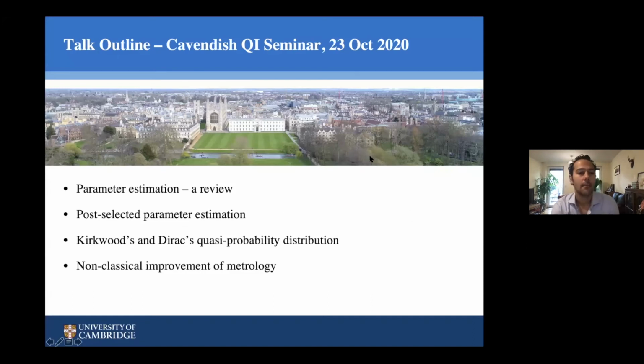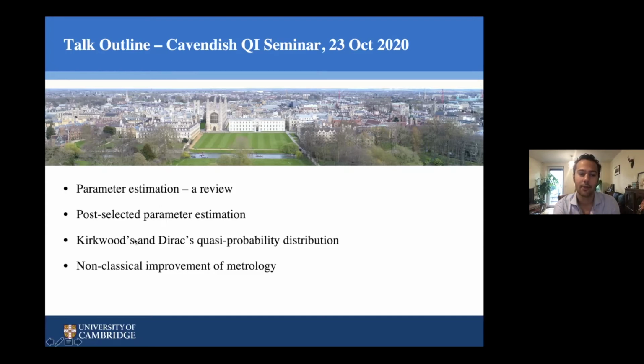Just a brief outline of the talk. I'm going to start by telling you what metrology is about, and especially what parameter estimation is about. So we're going to start with a short review of parameter estimation. And then I'm going to tell you about something that maybe not everyone is super familiar with, called post-selected parameter estimation. After we've done that background, I'm going to introduce a mathematical tool, which is a quasi-probability distribution discovered by Kirkwood and Dirac many years ago.